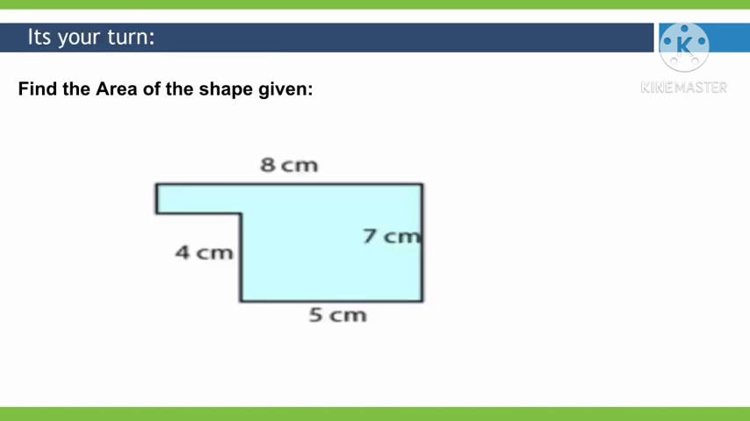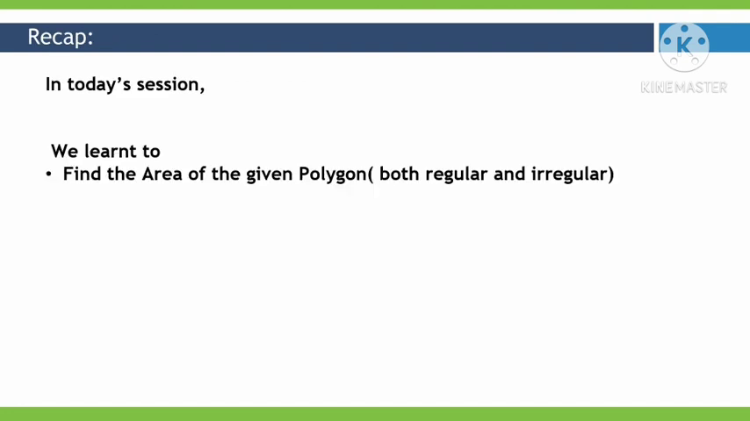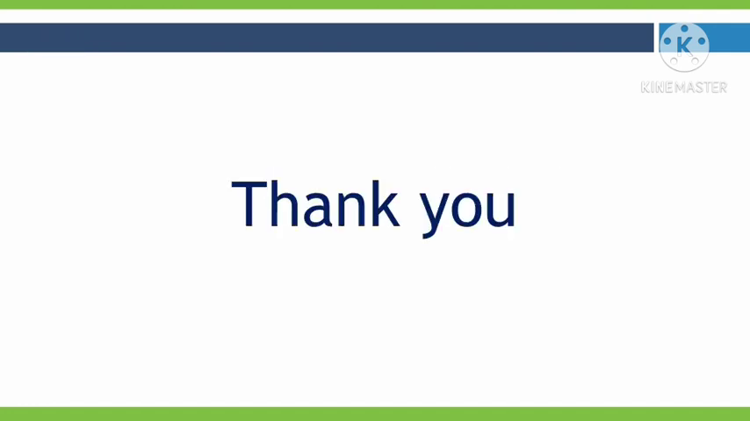Now it's your turn to find the area of this irregular shape. Come on, children. So in today's session, we have learned to find the area of the given polygon. I hope today's session is very clear. You have understood the concept well, children.